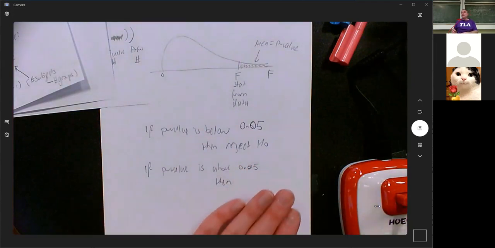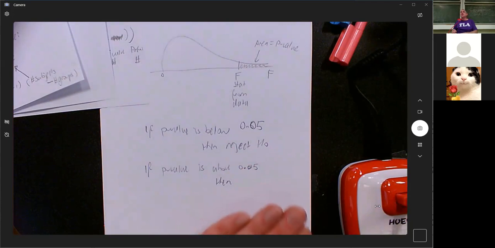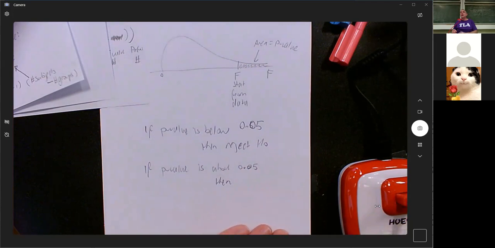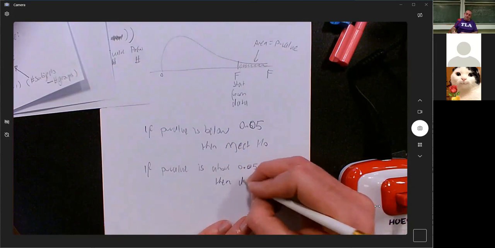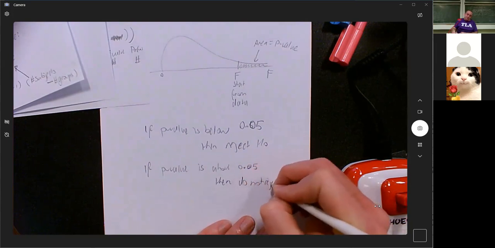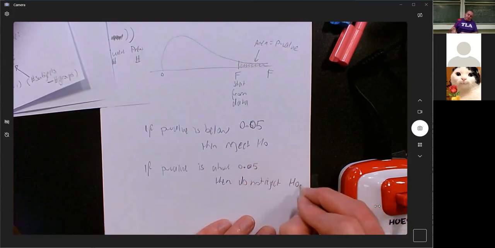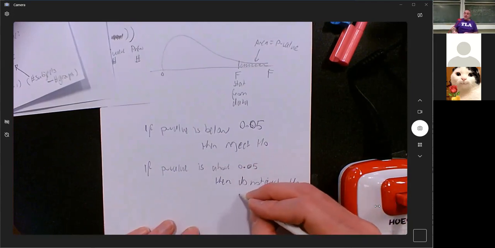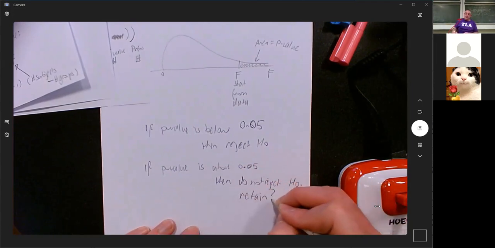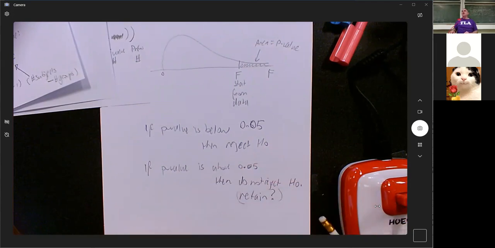what does your lecturer use in this context? Retain or do not reject? Does anyone know what words they use for this? This is a difference between different courses. It's okay. Maybe retain? Question mark. Look it up. You are never wrong if you say do not reject.